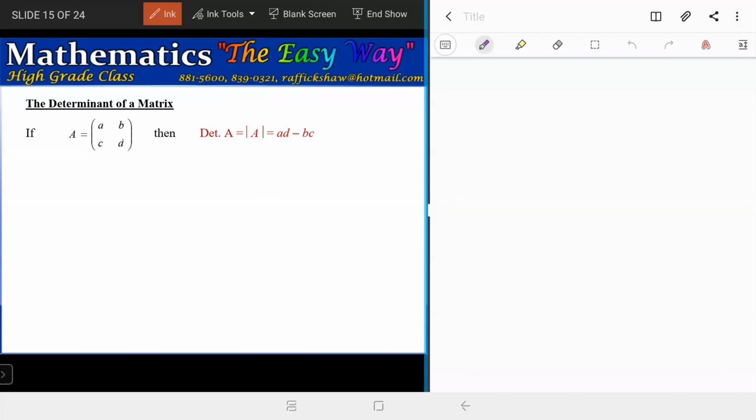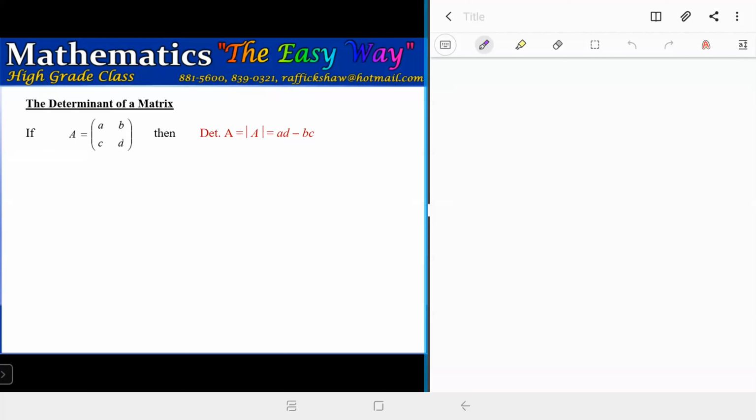And as we said, the determinant is used to determine if the matrix has an inverse or not. We're going to look at that just now. All right, so that is the determinant of A.